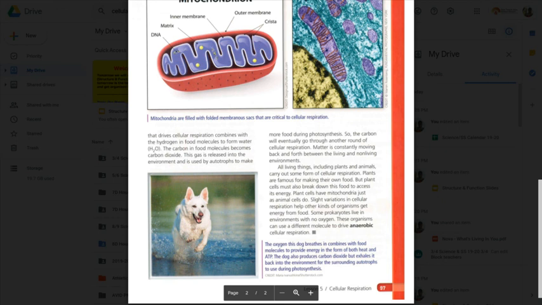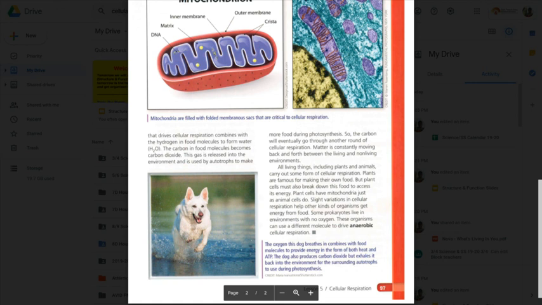This gas is released into the environment and is used by autotrophs to make more food during photosynthesis. So, the carbon will eventually go through another round of cellular respiration. Matter is constantly moving back and forth between living and non-living environments. All living things, including plants and animals, carry out some form of cellular respiration.